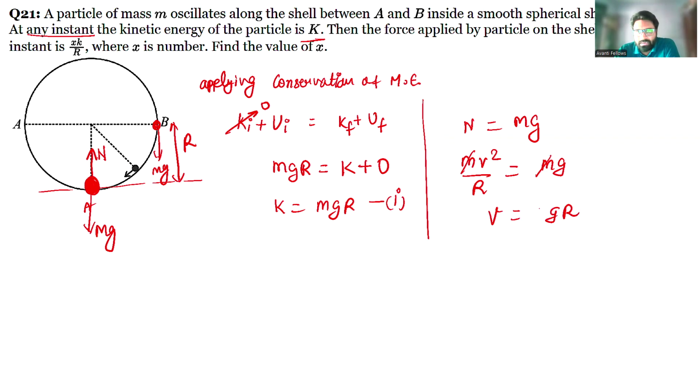So velocity we have already found out, but it is asking for the force applied by the particle on the shell. So how much force the particle has applied on the shell is given by this force. This is applying the mass force of it in the downward direction. So mg is equal to mv squared upon R. Okay.